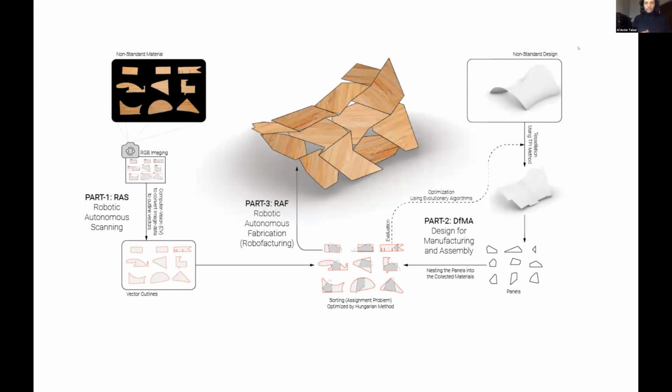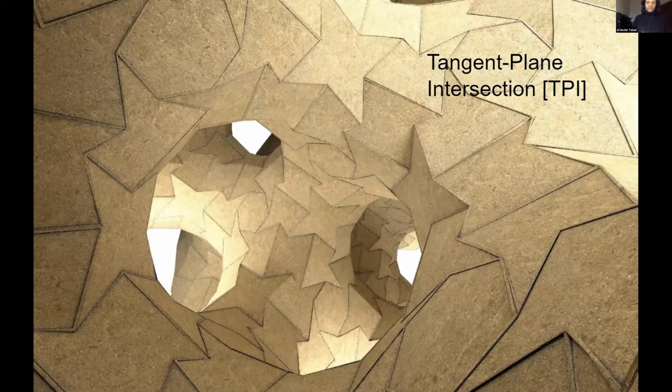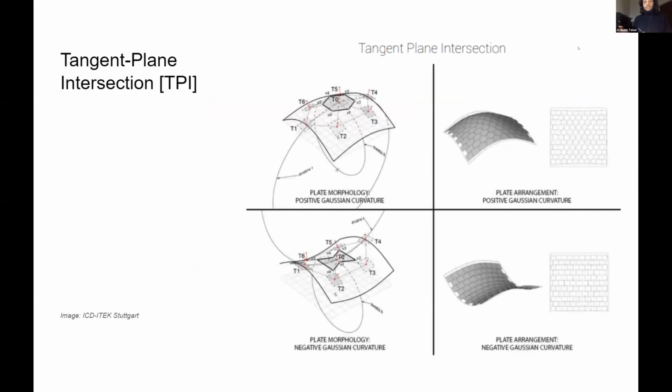But if we take a look back at the diagram, through the scanning process we handled the left side of the diagram, and on the right side we are trying to revisit the design, considering all the properties that we have already extracted. So the first step would be to tessellate this freeform surface, which we took as an example of a non-standard design, into some planar pieces so that we can fabricate it. For this reason, we chose an algorithm called tangent planes intersection.